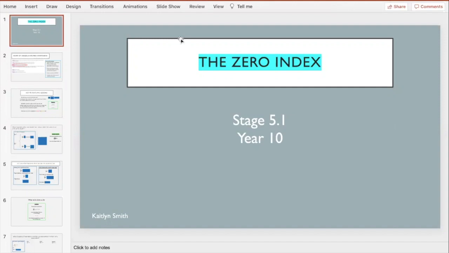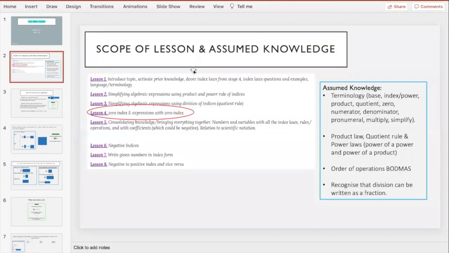All right, everyone. So we've just done our orientation activity, and now we're going to look at the zero index. We are stage 5.1. You guys are year 10s, and my name's Caitlin, in case any of you lovely students have forgotten. So where this lesson fits in with our unit, it's lesson 4, you can see I've got this red circle around it.